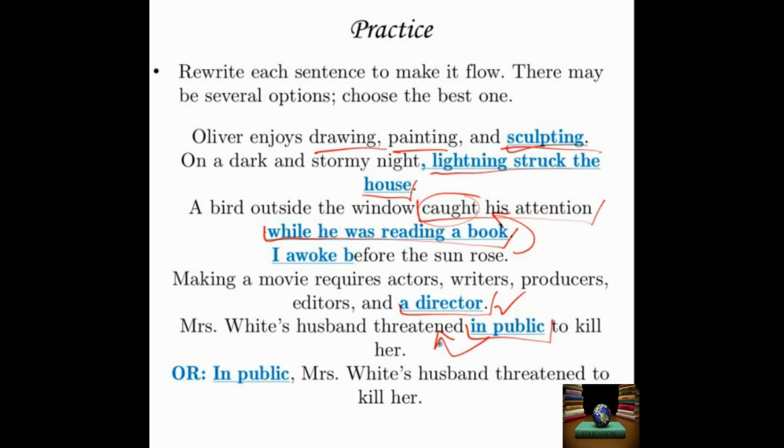Or we could say, in public, Mrs. White's husband threatened to kill her. Now, in public is modifying Mrs. White's husband and telling you where he was when he did the threatening. So once again, it's the threatening, not the killing, that's taking place in public, and the sentence makes a lot more sense. Of course, if you hadn't had that misplaced modifier, you would have missed a really funny gag from the original movie, but we can't have everything.